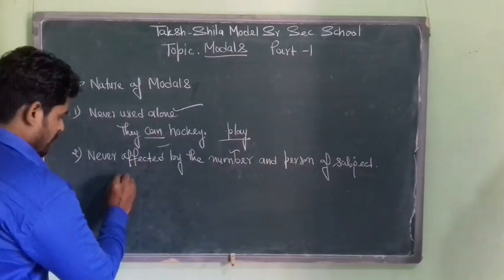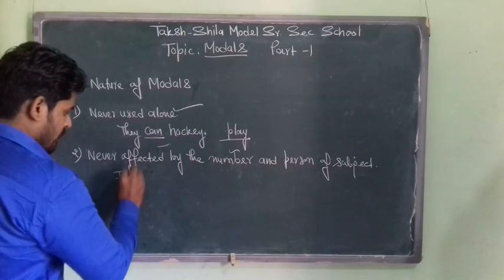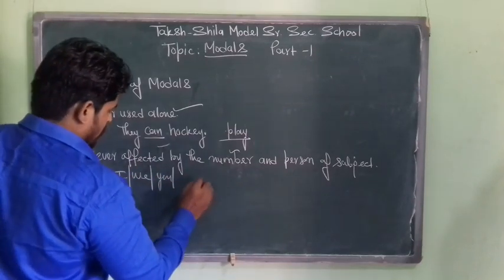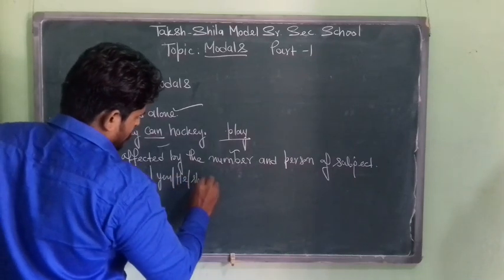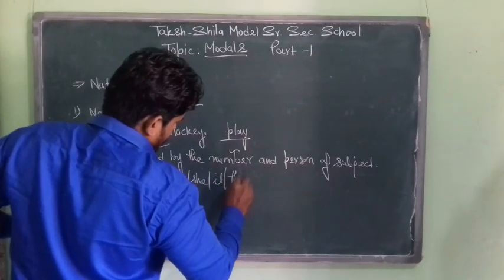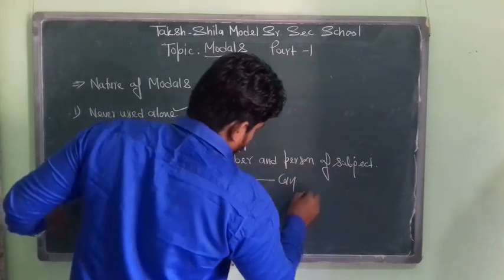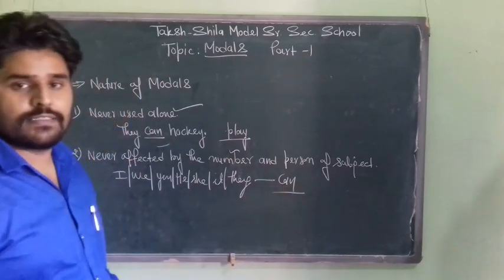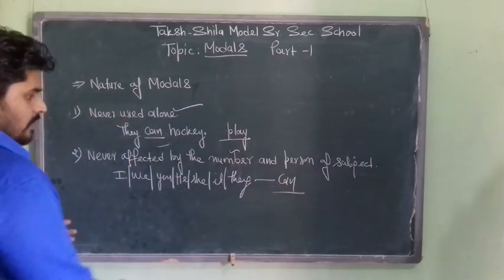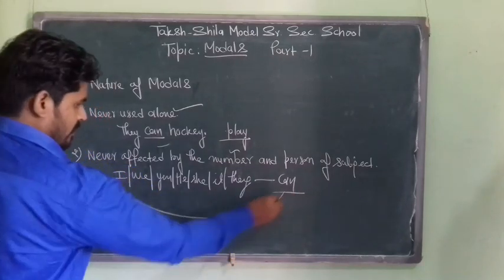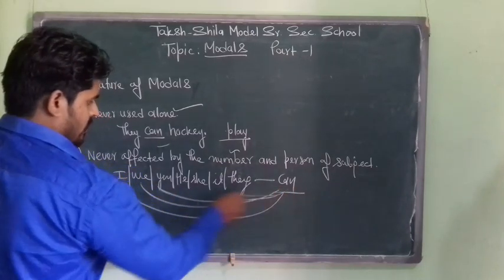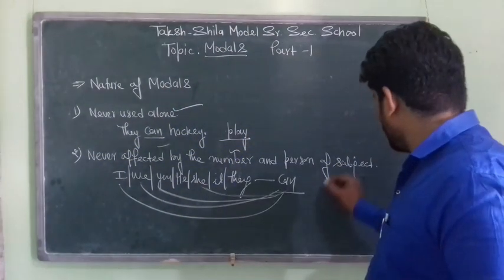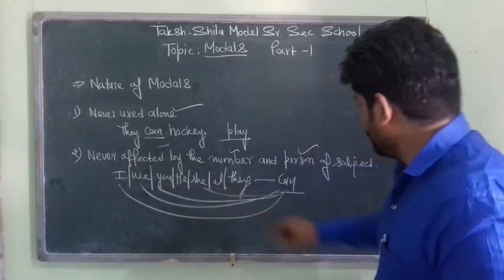For example, whether it be first person I, first person we, second person you, or third person he, she, it or they, we are going to use the same modal to convey the same meaning as can. So students, here I can, we can, you can, he can, they can means modals are not affected by the person. This is called the person, and the number.